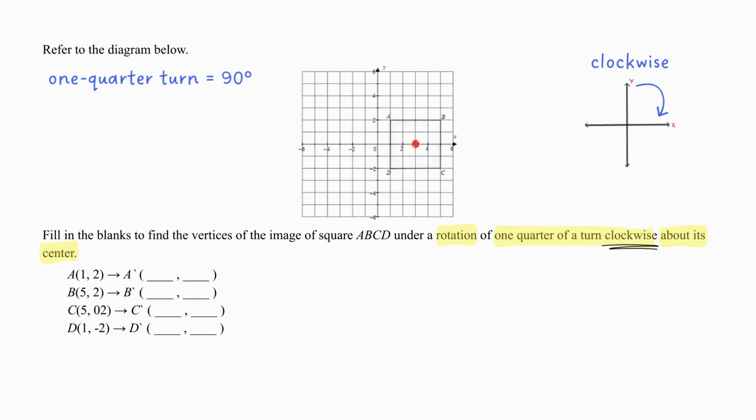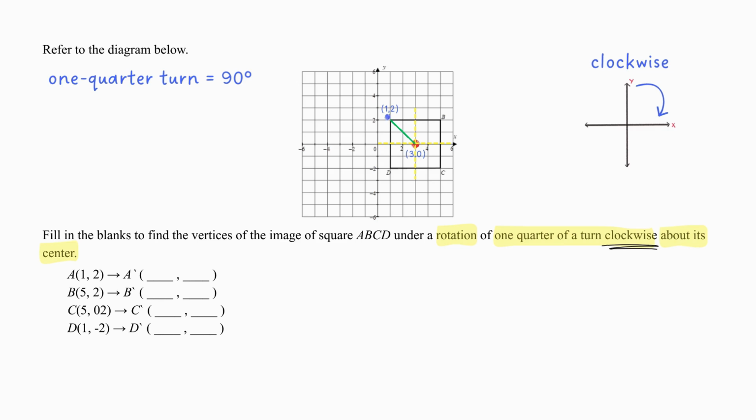Since the shape we are rotating is a square, which means that all sides are identical, all we have to do is to imagine a line connecting the center, 3, 0, to point A, 1, 2. Now here is the trick: rotating a square at 90 degrees is like placing a mirror at the center of the shape and looking at the reflection.